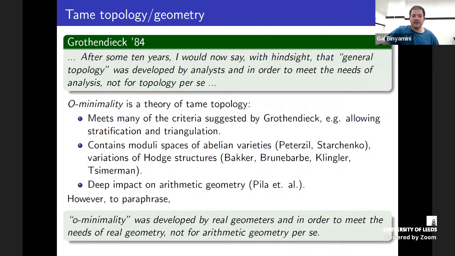But to paraphrase Grothendieck, o-minimality was developed by real geometers. It was trying to formalize phenomena that we know from subanalytic geometry, maybe from subexponential geometry. It wasn't really developed with arithmetic geometry in mind. So when we start to look at these kinds of applications to moduli spaces and to arithmetic geometry, there's some kind of limit of what we can achieve with o-minimal geometry. And I want to sell to you some kind of a refinement of the theory of o-minimality that presumably should be more suitable for doing arithmetic geometry.